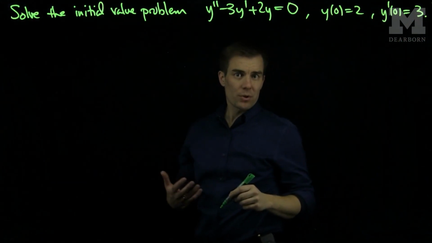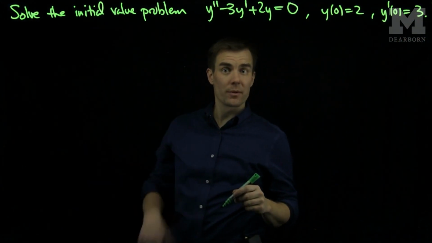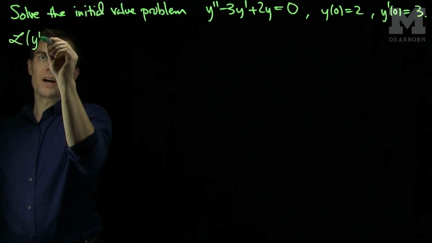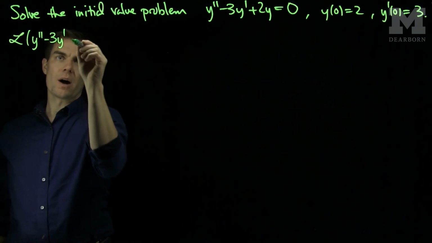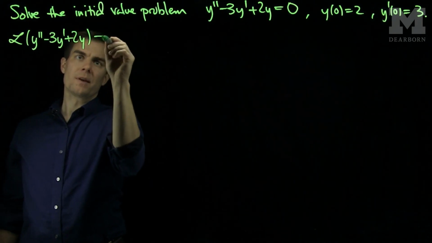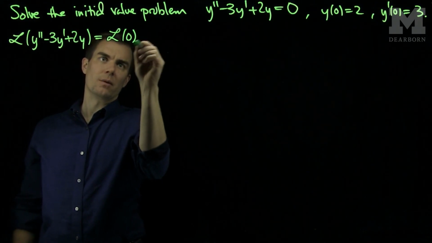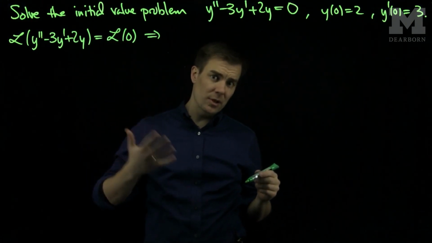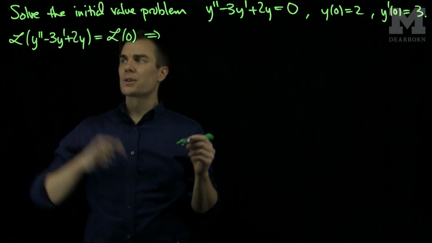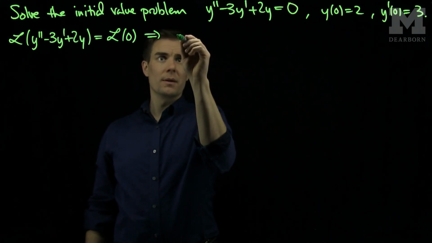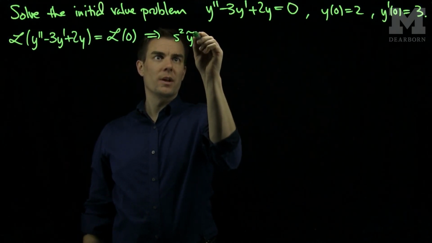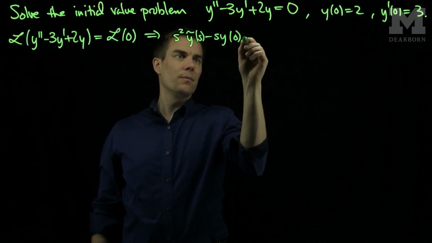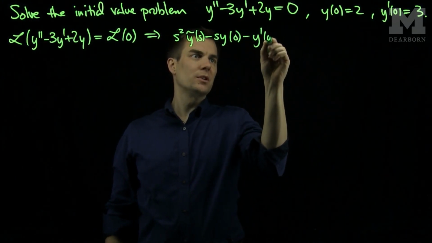So, as we've seen previously, we can take the Laplace transform of the equation. So, we will take the Laplace transform of y double prime minus 3y prime plus 2y. That will be the Laplace transform of 0. And let's simplify this. The Laplace transform of 0 is clearly 0. The Laplace transform of y double prime by our formula is s squared Laplace transform of y minus s y of 0 minus y prime of 0.